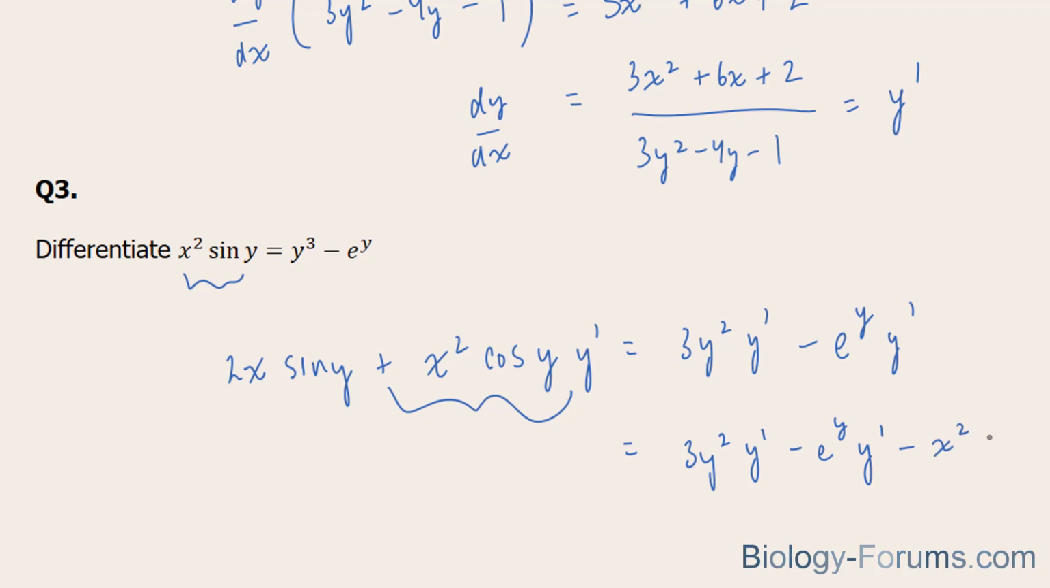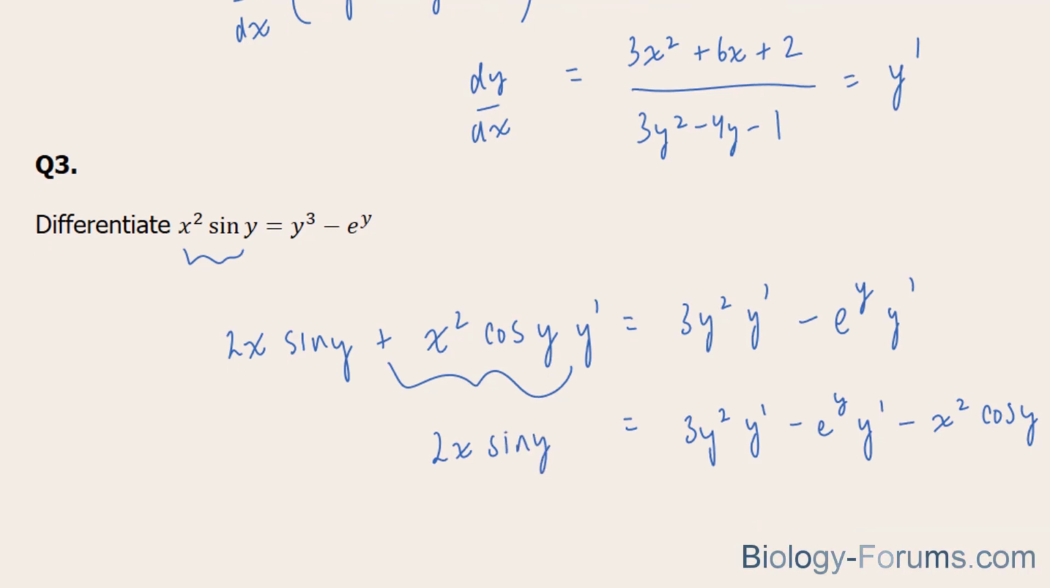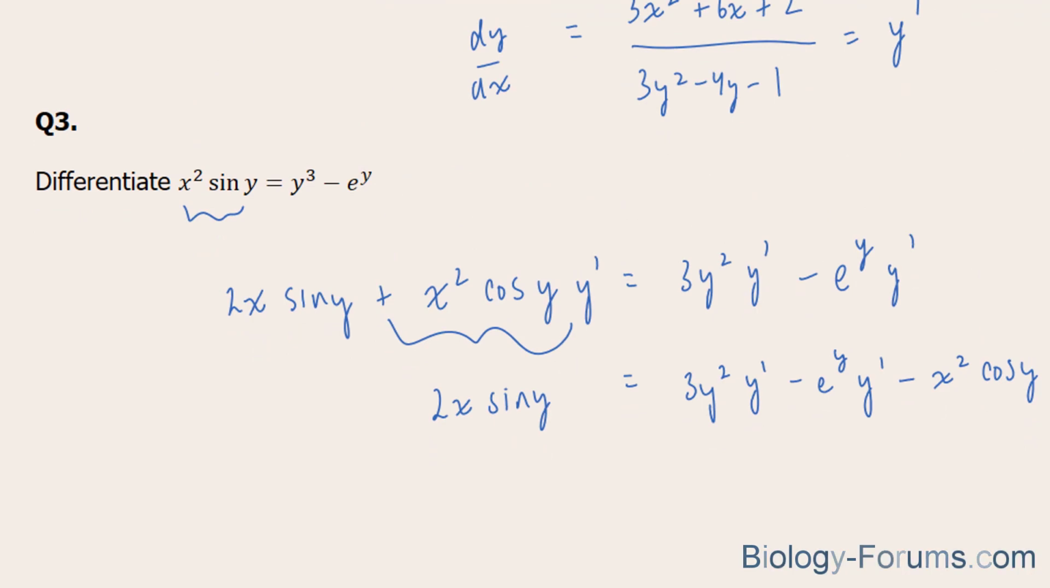X squared cosine y, y prime. And on the left side, we have 2x sine y. And we need to isolate for this. So we're going to factor this out. And when we factor it out, we end up with 3y squared minus e to the power of y minus x squared cosine y. We're going to bring this over by dividing both sides by that.